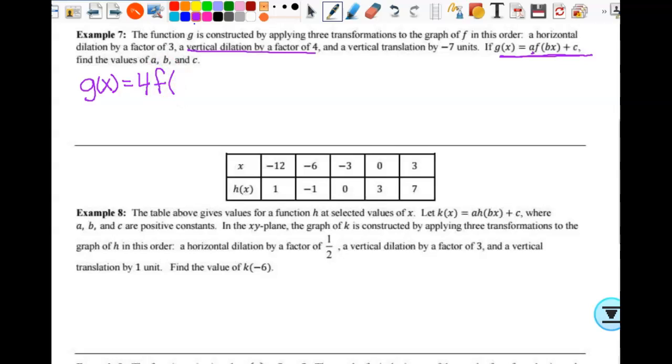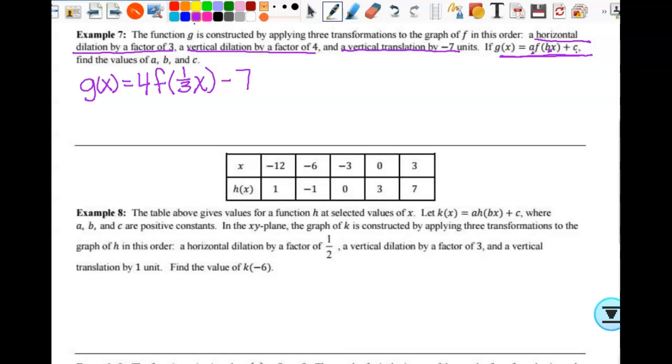Then I have b. So what kind of transformation is this b? Horizontal dilation. So I have a horizontal dilation by a factor of 3. So do I put 3? No. What do I put? 1/3 times x. And then we already said, what does this c do? Up and down. It's a translation. So that's my vertical translation by a -7. So what do I put? -7.